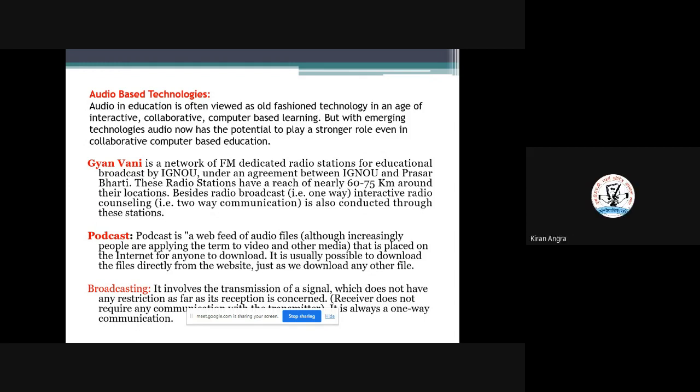There are a number of multimedia technologies which give you hyperlinks, and you can reach the audio links to learn and attain your materials.